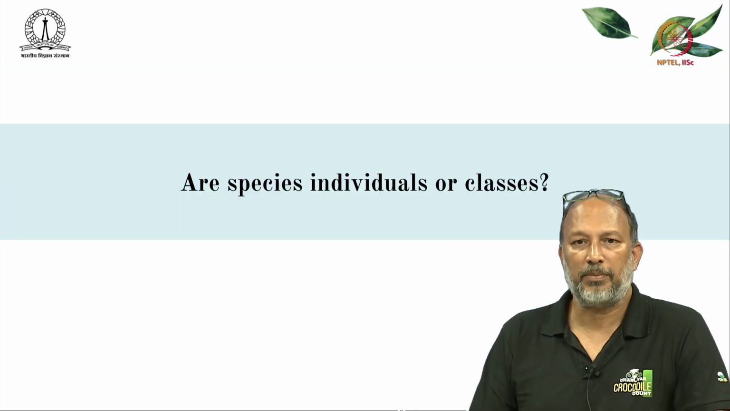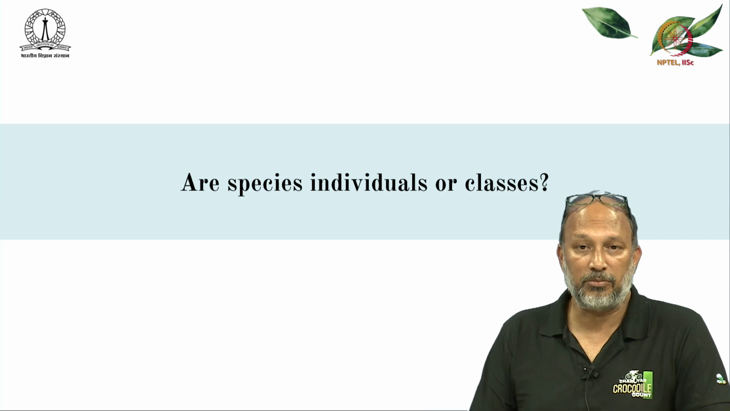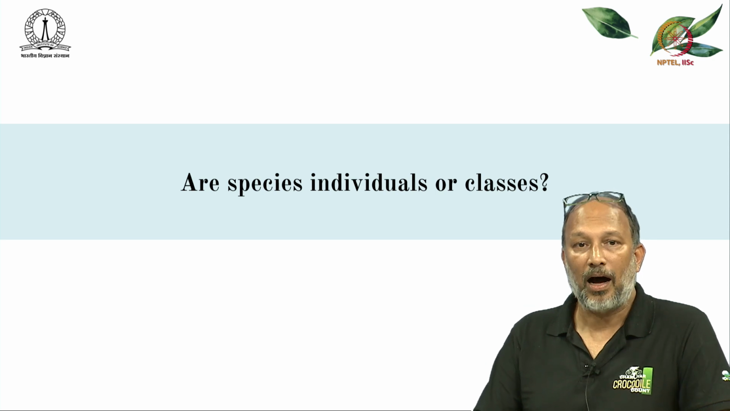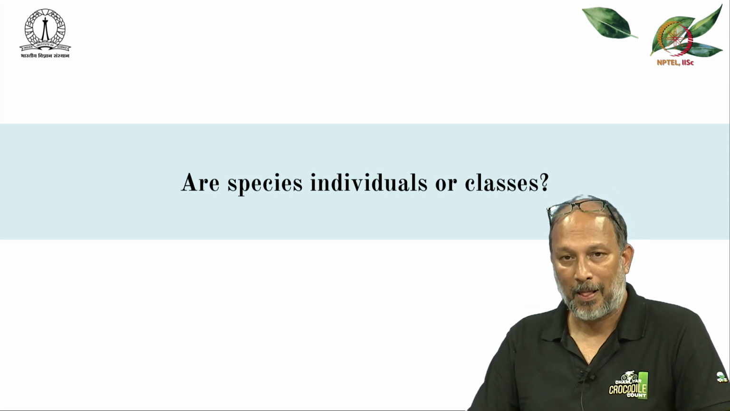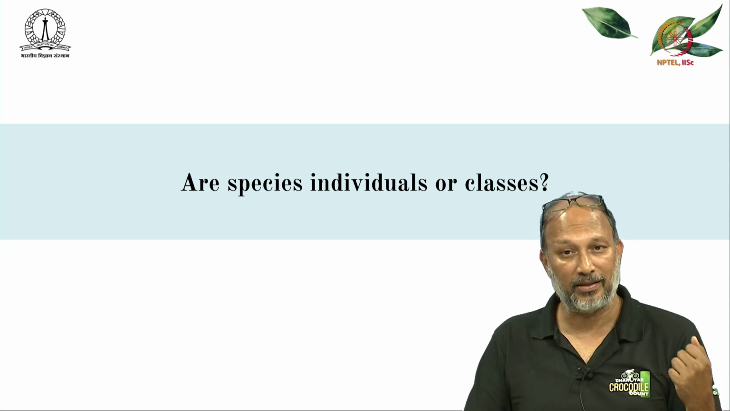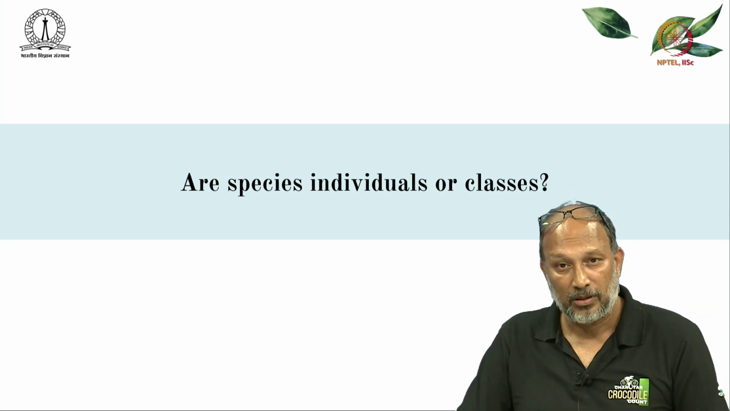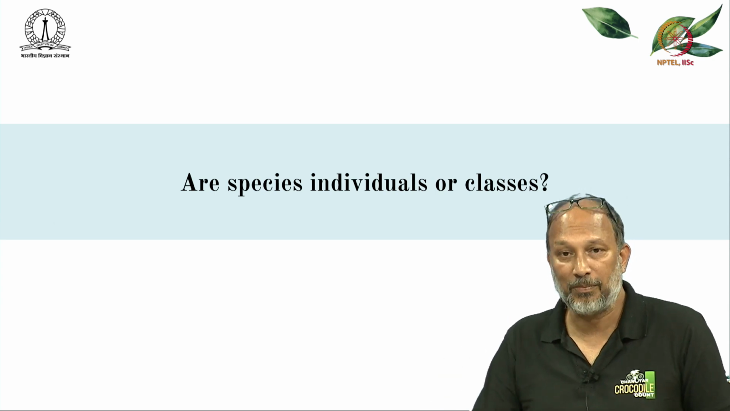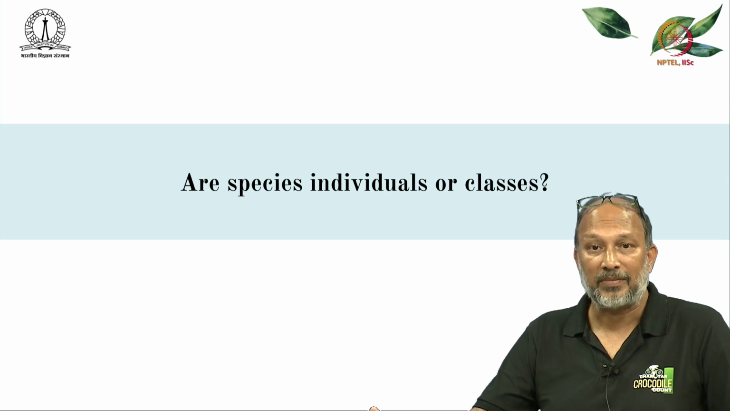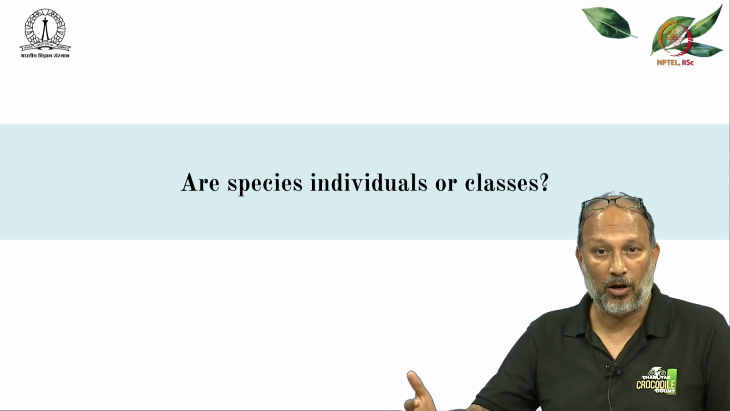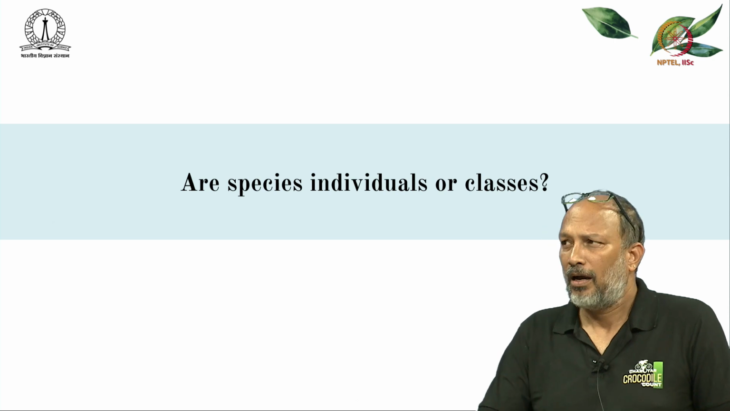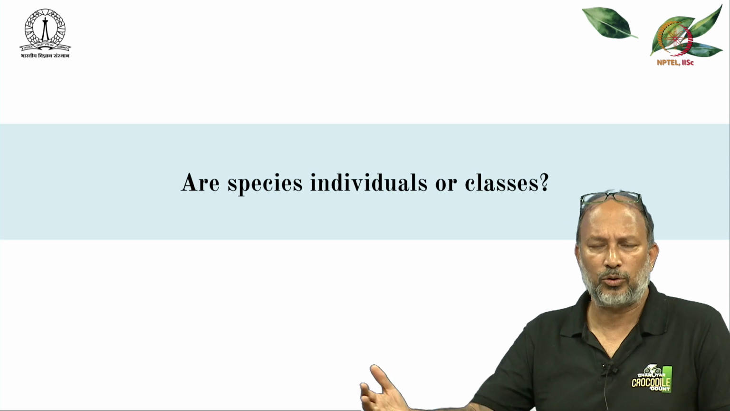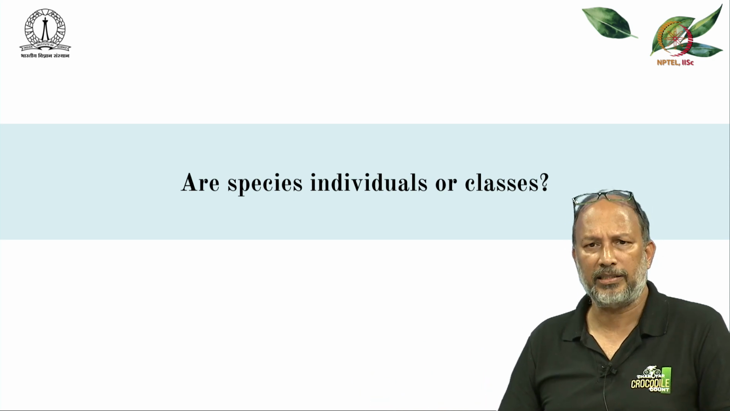So de Queiroz talks about the distinction between concepts and criteria. Another way of thinking of them is by asking, are species individuals or classes? Please note that when I say individuals over here, I don't mean individual organisms or individual objects. I'm talking about individual entities. One could think, for example, of the Indian Institute of Science as an individual organization or entity. Now let's think about, how do we decide whether somebody belongs to IISc or not? Is that student a part of IISc? Is that faculty a part of IISc?